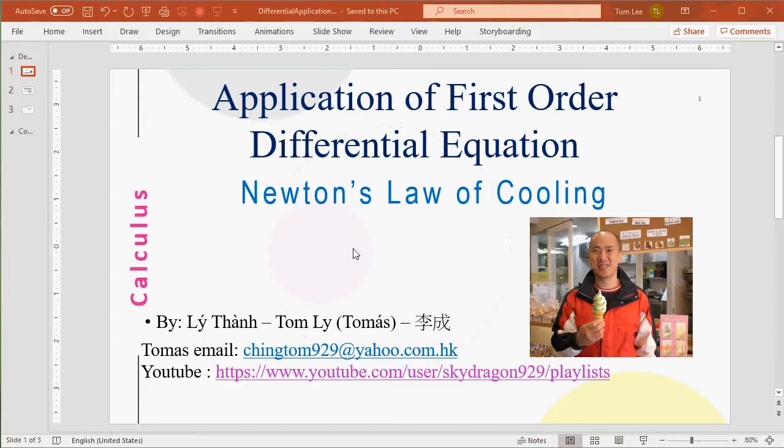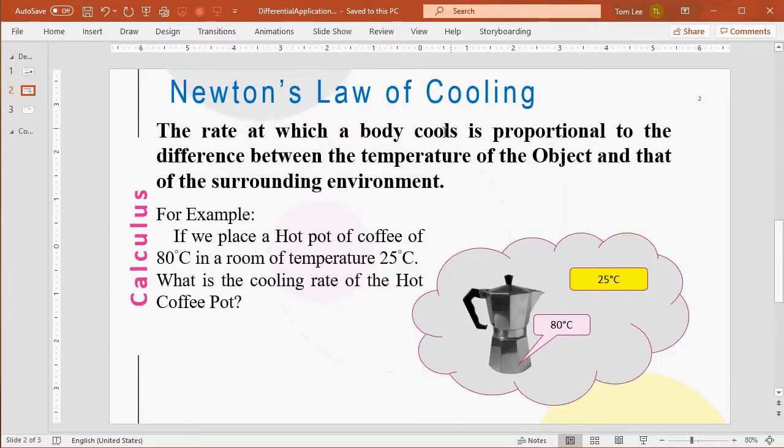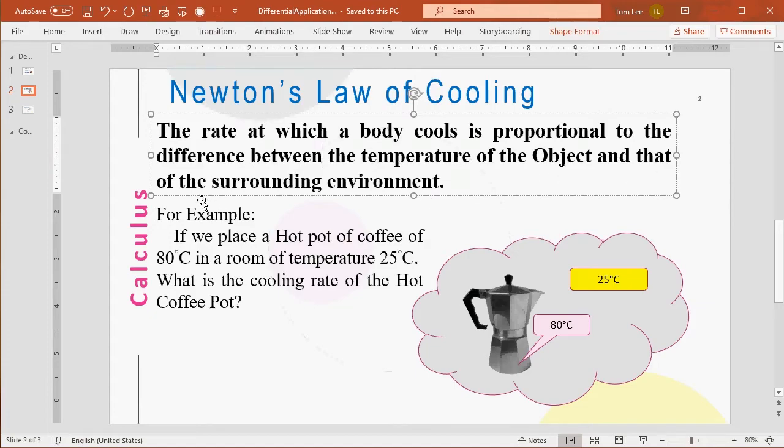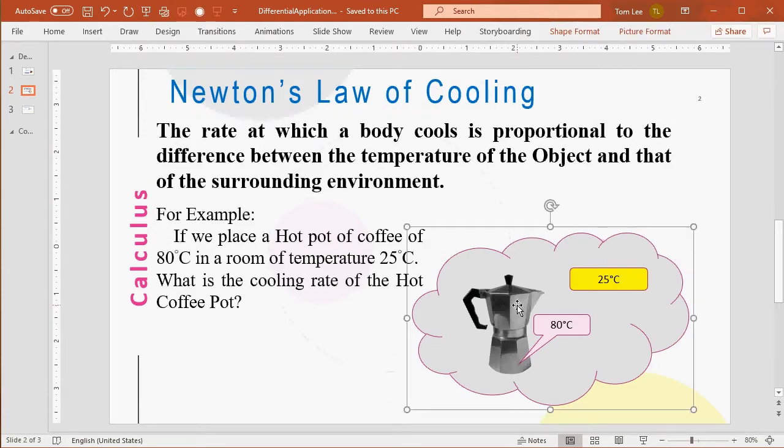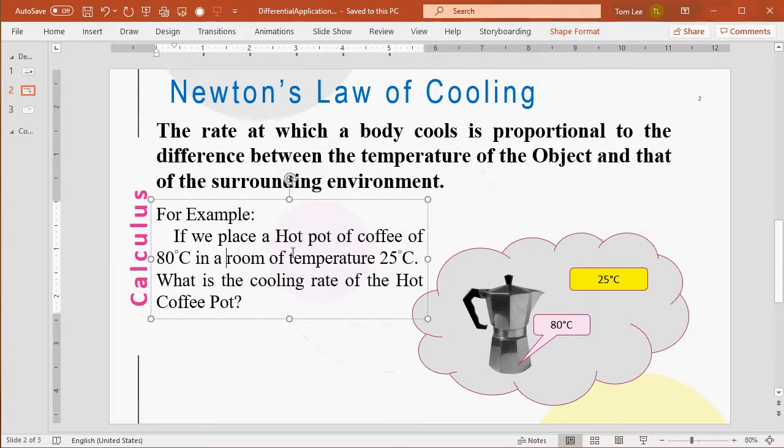Now we are looking at Newton's law of cooling. What is Newton's law of cooling? It's that the rate at which a body cools down is proportional to the difference between the temperature of the object and that of the surrounding environment. If you have a hot pot of coffee at 80 degrees Celsius and place it in a room where the room temperature is about 25 degrees Celsius, and you want to know the rate at which it cools down to some temperature, we have to apply Newton's law of cooling.